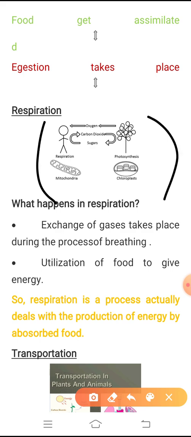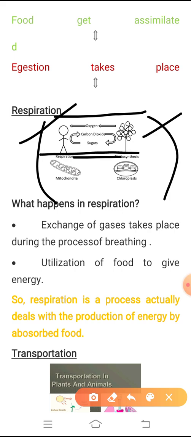You can see the exchange of gases takes place. You can observe here a human being and a plant. You can see that a man is exhaling the carbon dioxide. Exhaling means giving out the carbon dioxide, and the plant is exhaling the oxygen, which means the plant is giving out the oxygen. So the man inhales, takes in oxygen, and a plant takes in carbon dioxide.